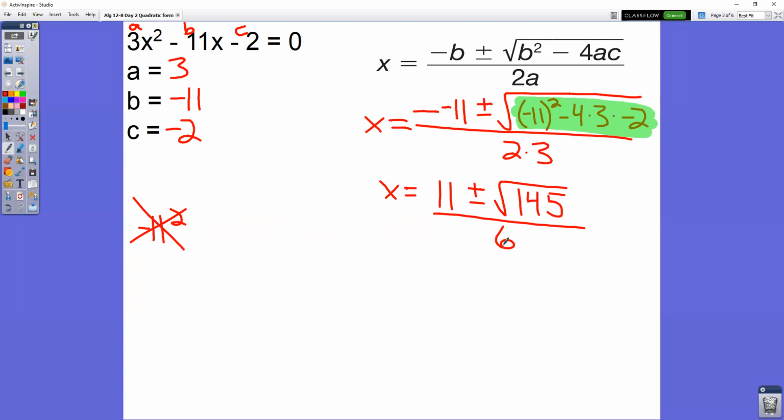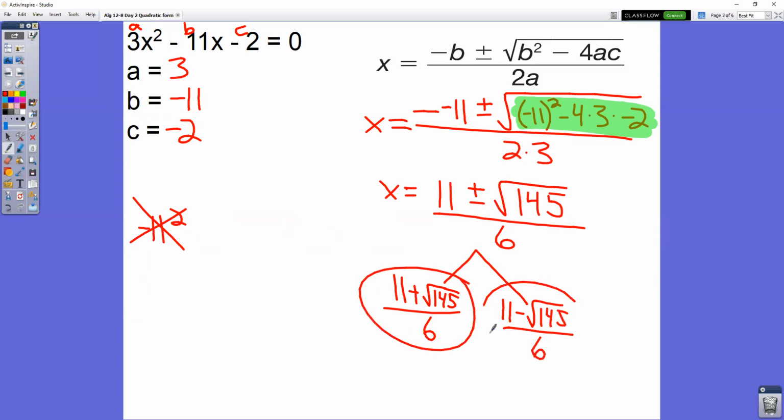Now, you're going to get 2 answers for all of these because of the plus or minus. Just like when we were solving the quadratics before, we then have to split it into 2 because we have the plus and we have the minus. So we have 11 plus the square root of 145 over 6, and we have 11 minus the square root of 145 over 6. These are 2 answers.